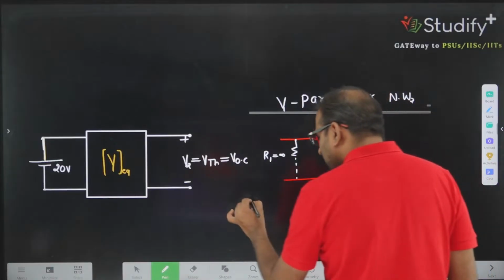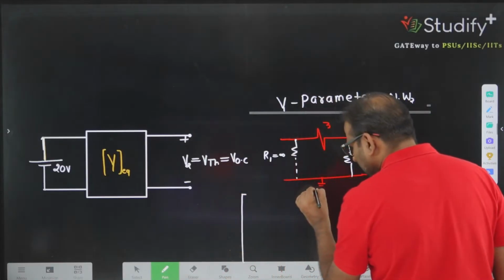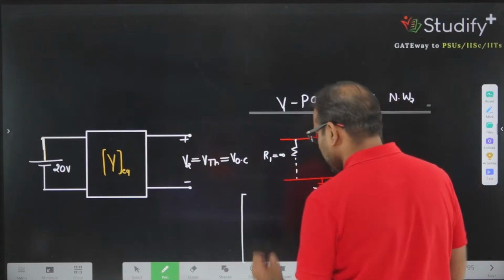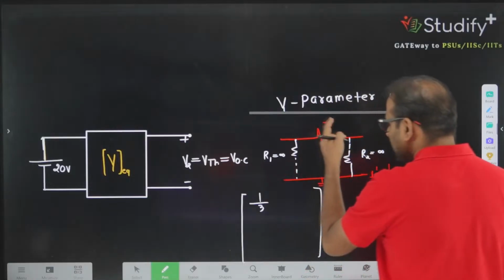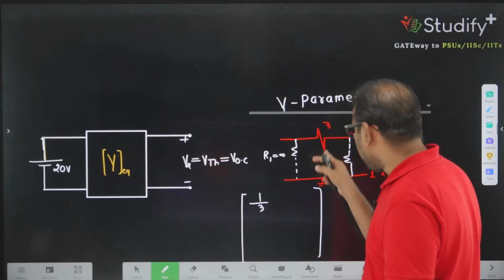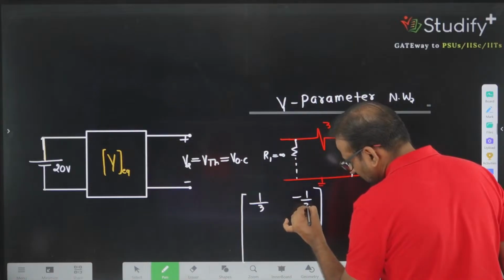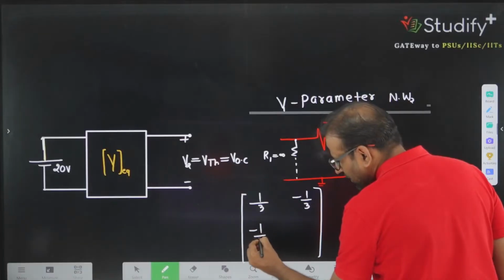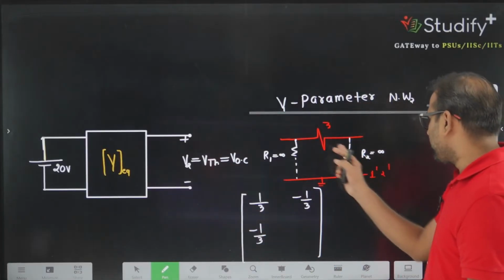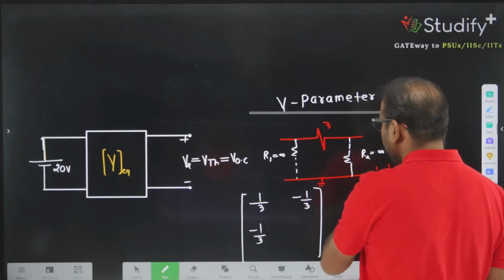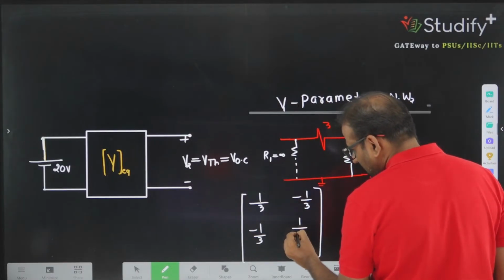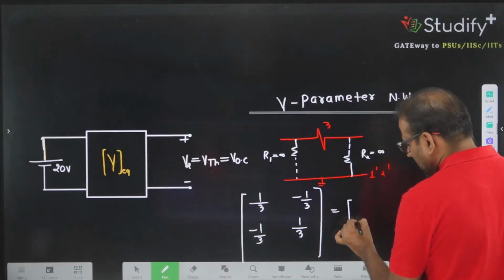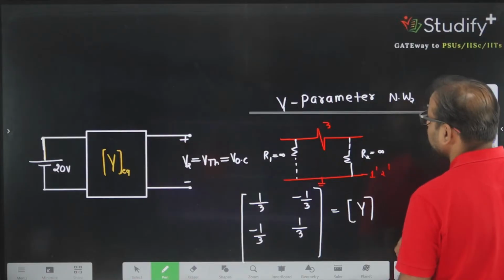But if delta network is given, I can write the Y parameter directly. What is Y parameter? 1 by R1, 1 by infinite is 0 plus this 1 by 3. What is this parameter? Y12 parameter is minus 1 by 3. Y21 parameter is again, this is resistive network, so reciprocal. And from here 1 by R2 is infinite, 1 by infinite is 0 plus this is 1 by 3. This is the Y parameter for the second network. You don't need to calculate anything.